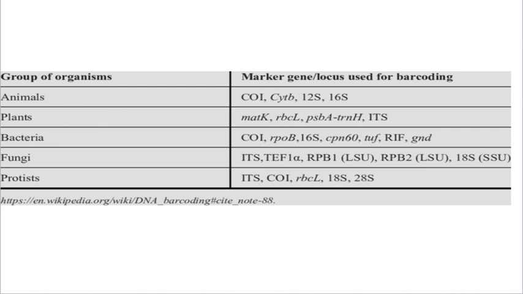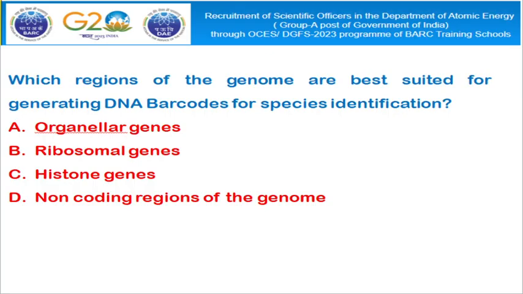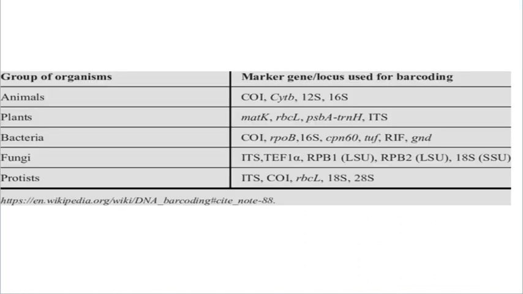In fungi, they will generally employ the internal transcribed spacer region, and in protists also they will generally employ ITS. Okay, these are the markers that are used for barcoding. So generally they will take genes from organelle DNA. Okay, so organelle DNA genes act as the best marker for DNA barcoding studies. Okay, because in mitochondrial DNA there is no intron present, and the mitochondrial genomes are present in high amounts. They are abundant. That's the reason why they generally take genes from mitochondrial DNA in the case of animals, and in plants they will take genes from the chloroplast.